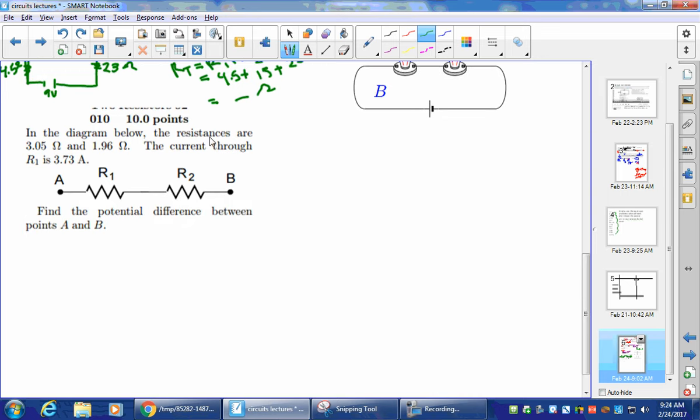In the diagram below, the resistances are 3.5, 3.05, so I'm going to write that here, 3.05, and 1.96. Since you don't have this paper, you need to draw this out, okay? So you get used to drawing the resistors. The current can be represented like an arrow going through, 3.73 amps. This is the current. Find the potential difference. What's the other word for potential difference? That's voltage between points A and B, okay?